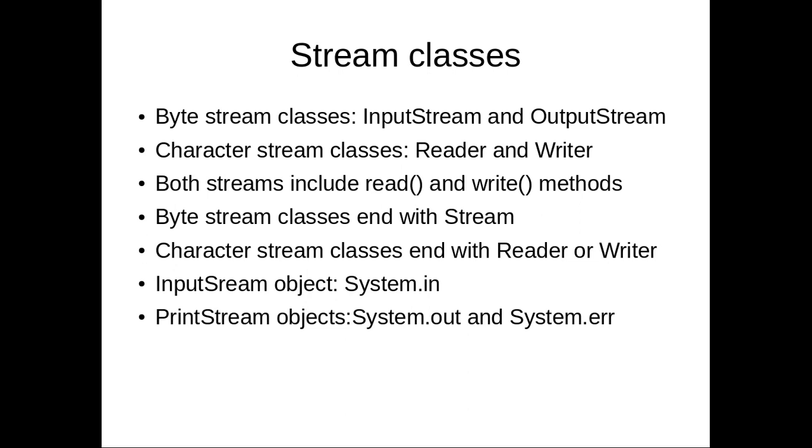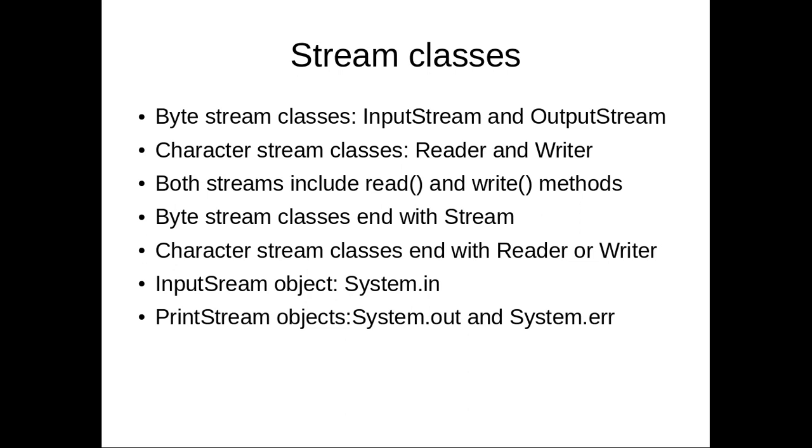Now next is the input stream object. Your input device and input stream object is System.in. There is a System class defined, and System.in is the input device, and there are two PrintStream objects. That means the input stream object is System.in. Suppose your keyboard, that is the System.in object, and the PrintStream objects are System.out and System.err. System.out means, suppose your output device is, say, your console, then what will happen?